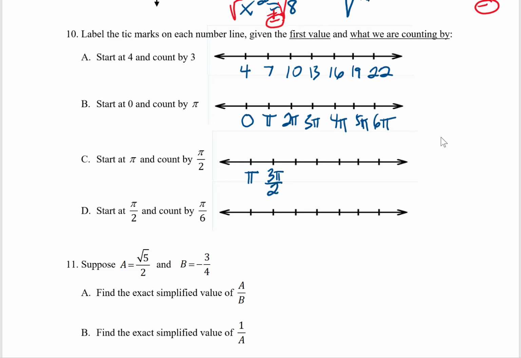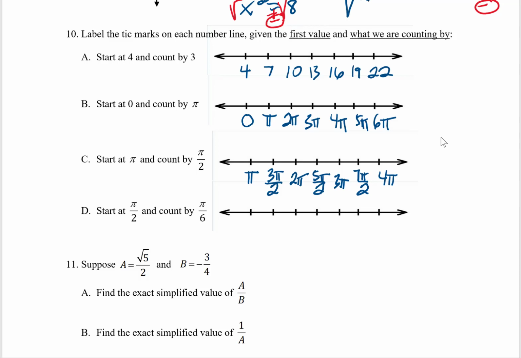If I add another half a pi to 1½, I'll have 2 pi, followed by 2½ pi. 2½ is 5 halves, so 5 pi over 2, and then 3 pi. And then 3½ would be 7 halves, so 7 pi over 2, followed by 4 pi. So 1, 1½, 2, 2½, etc.